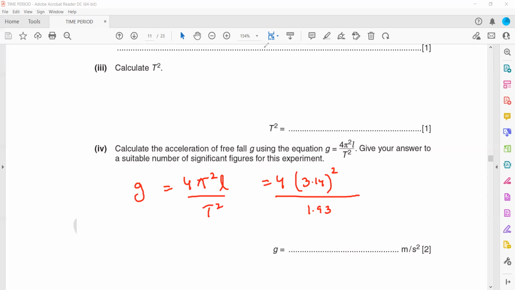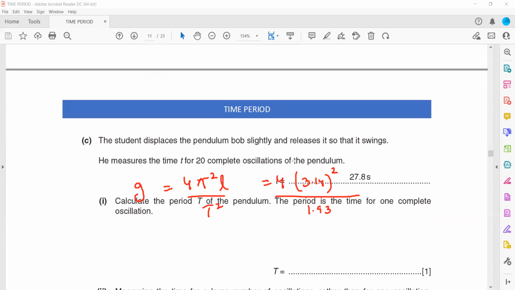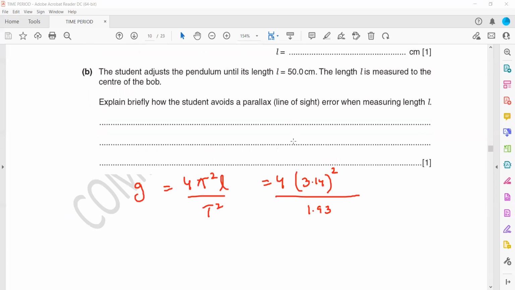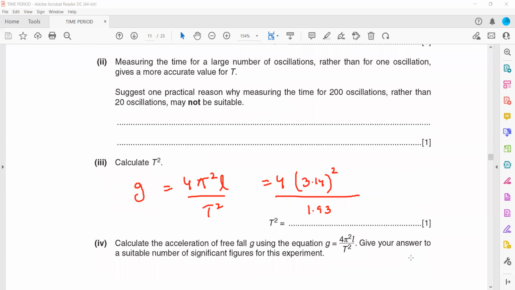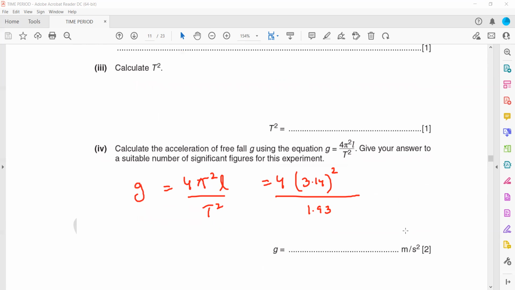As you can see at the beginning of the question, as it is a continuation, the length was 50 centimeter. But we have to convert it into meter because the final answer should be in meter per second square, as you can see here. So we have to convert the centimeter into meter. So 50 centimeter equals 0.5 meters, because 50 divided by 100. So when we substitute this, what's the final answer?